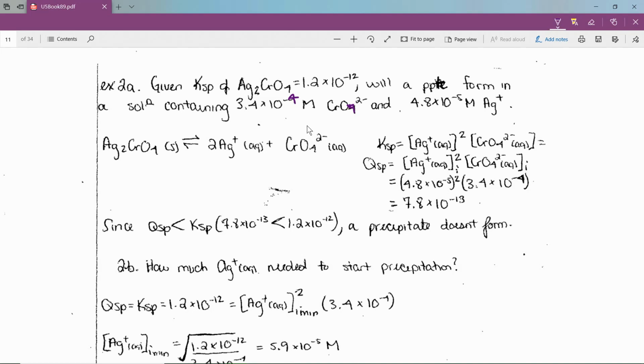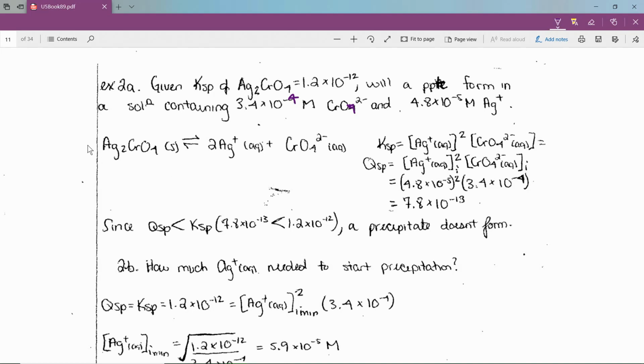If I look at the qualitative solubility tables, it tells me that silver chromate will precipitate. But if I don't have enough, then quantitatively it won't, right? There's always a difference between qualitative and quantitative. Qualitative means it might. Quantitative means you get the exact numbers, and you can make a better comparison, and you set up the QSP and the KSP, and you see what's going on.